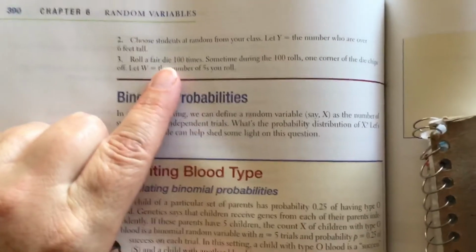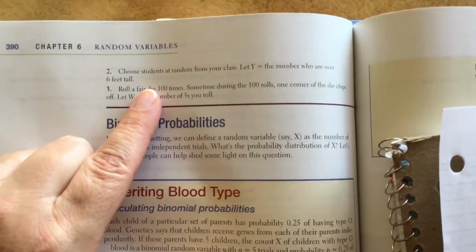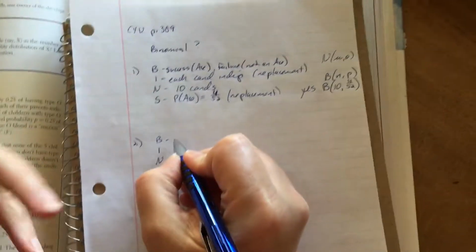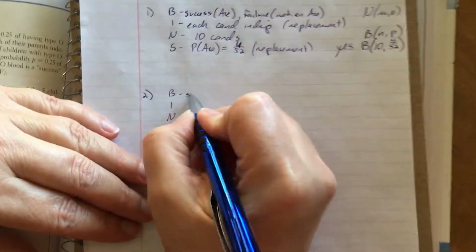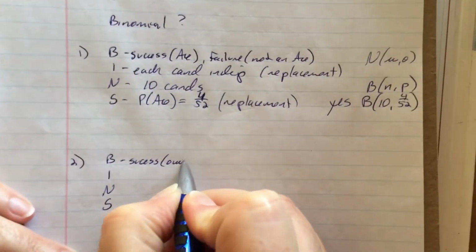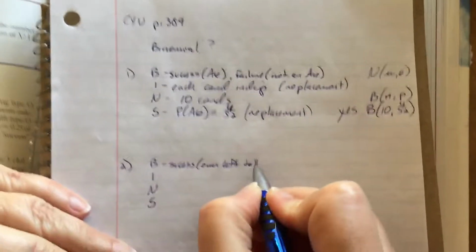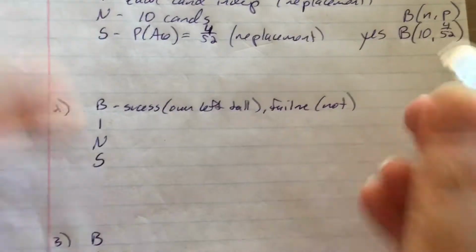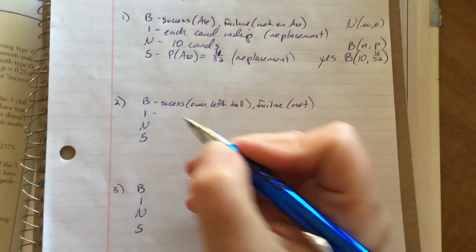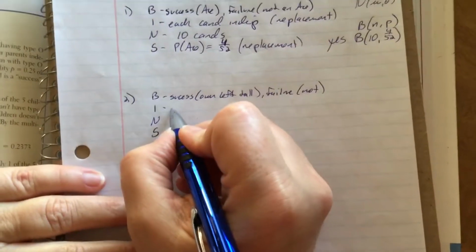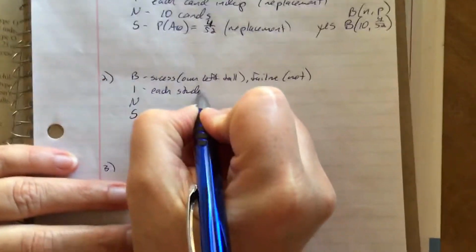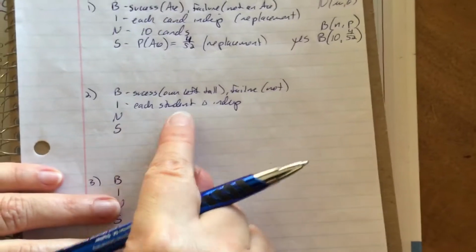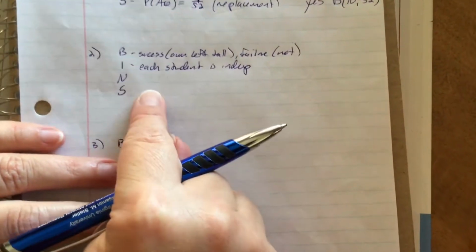Okay, number 2 scenario says, choose a student at random from your class. Let Y be the number who are over 6 feet tall. Okay, are there 2 outcomes? Binary, two outcomes, so we have a success that they're over 6 feet tall, and the failure is that they're not. Is each person independent of the other? Each student is independent, but we'll talk about that when we get to the probability.